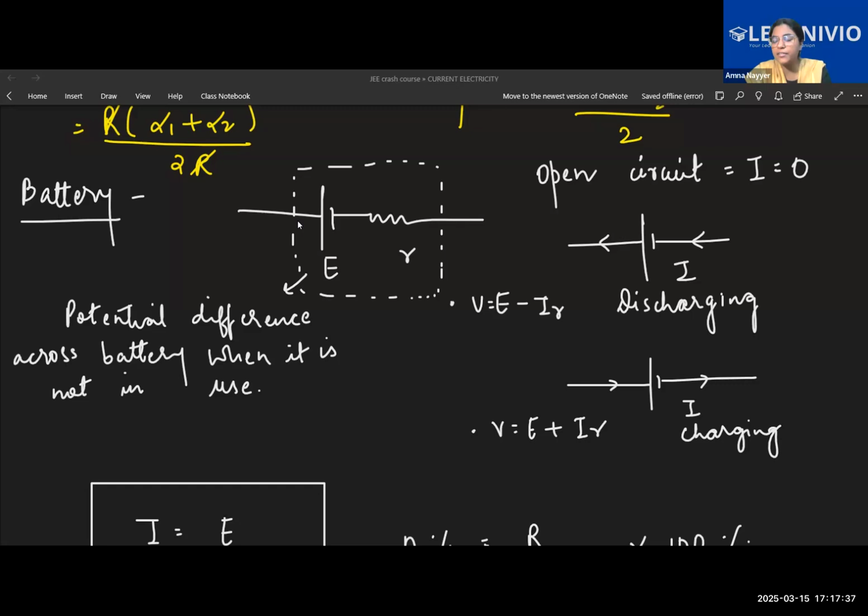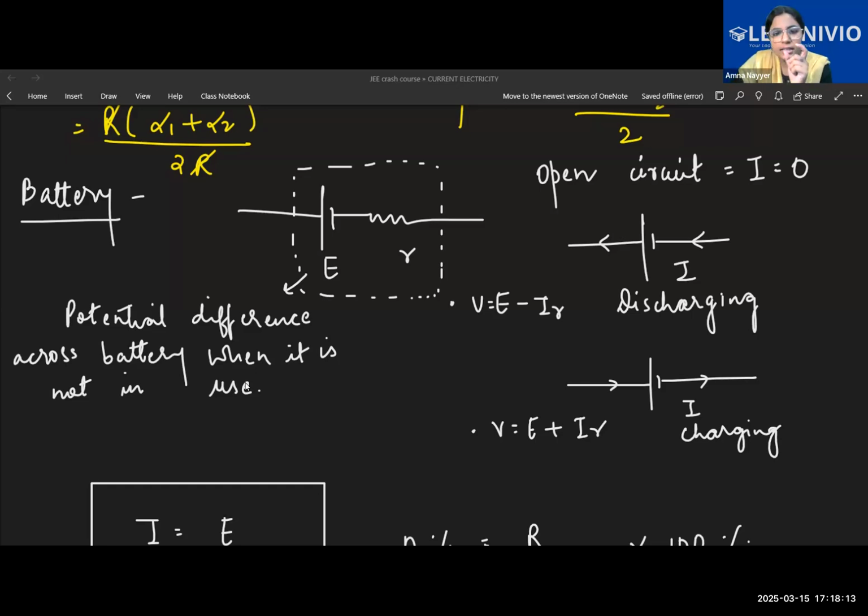What's EMF? You have terminal potential difference also, you have voltages also. EMF is the potential difference across the battery when it is not in use. This is the easiest way to remember EMF.